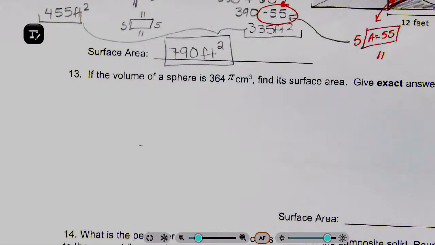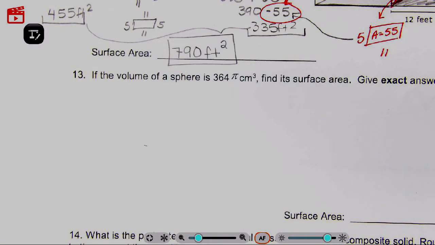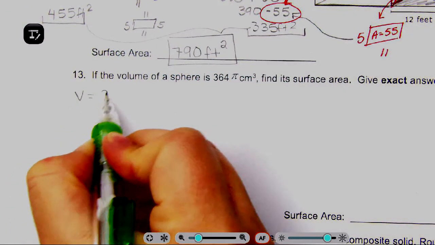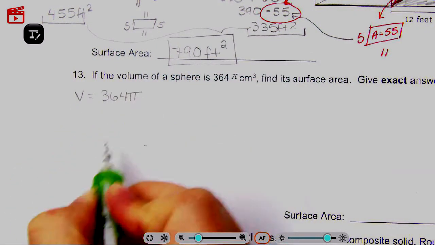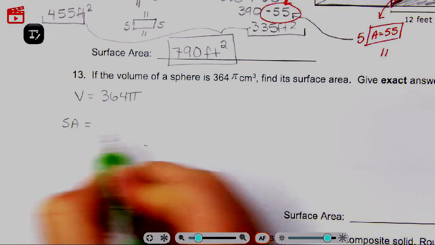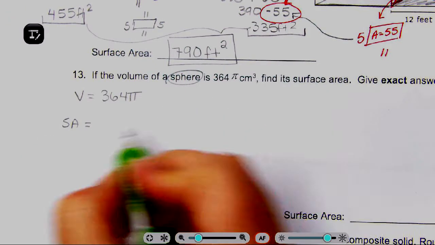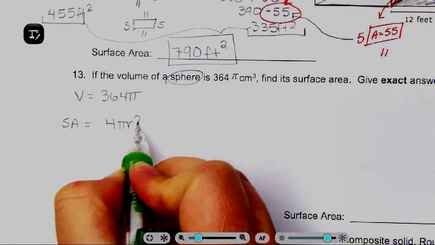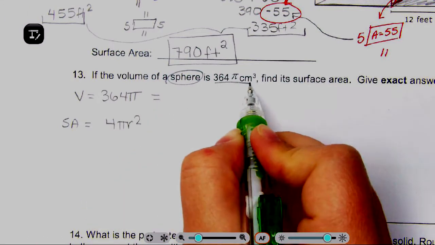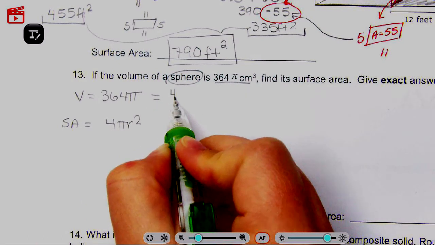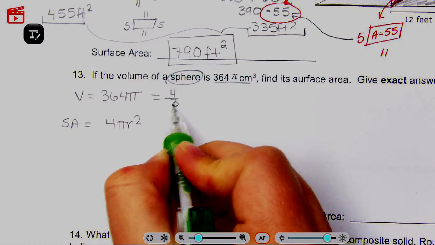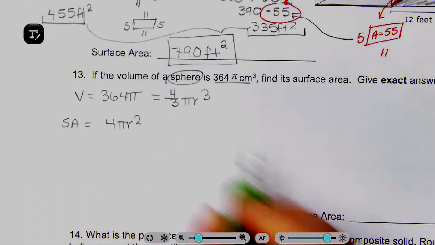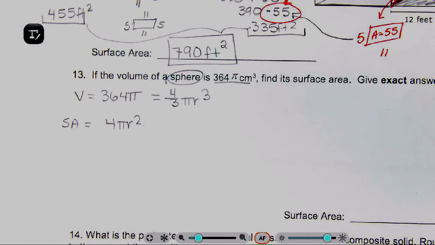Number 13, if the volume of a sphere is 364 pi centimeters cubed, find its surface area. So we have volume. Volume is given. We need to find surface area of a sphere. So what is the surface area of a sphere? Surface area of a sphere, cheat sheet, surface area is 4 pi r squared. Now what is given? We are given the volume. The volume of a sphere is 4/3 pi r cubed. Don't let the square and the cube confuse you. Just use your cheat sheet.